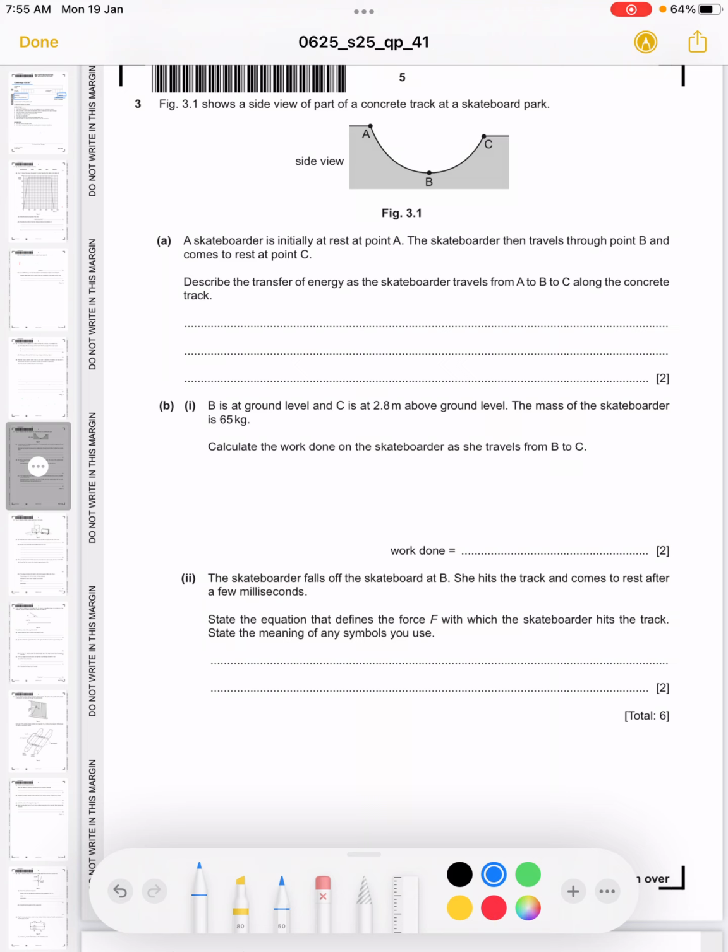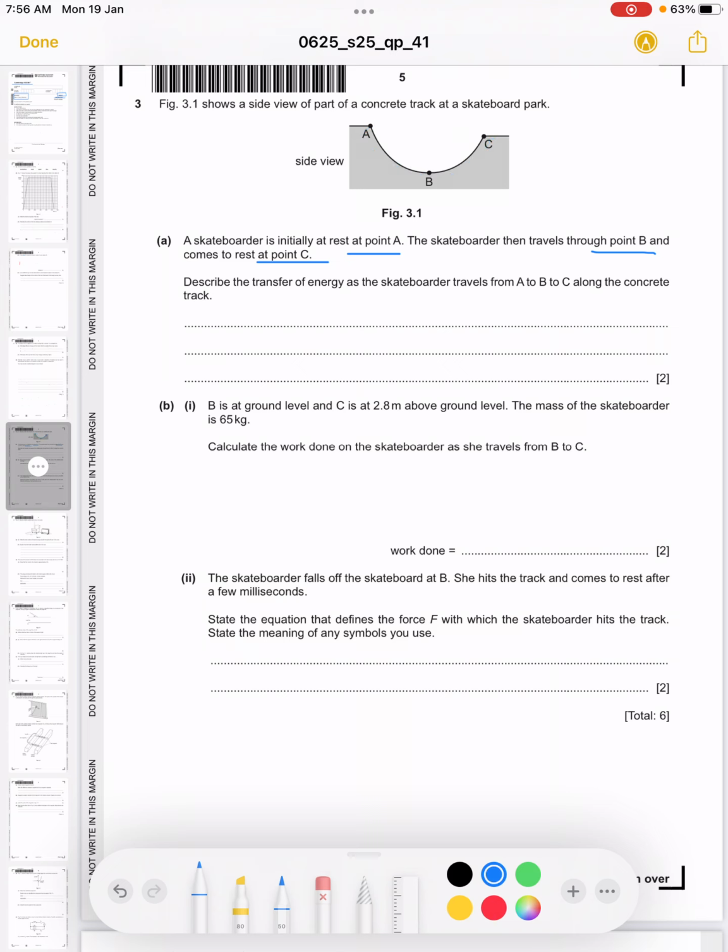Let's read the question. 3.1 shows a side view of part of a concrete track at the skateboard park. So basically we have the figure with the 3 points A, B and C. The skateboarder is initially at rest at point A, the starting point. The skateboarder then travels from point A through point B and comes back to rest at point C. So this is the whole journey from A to B and B to C.